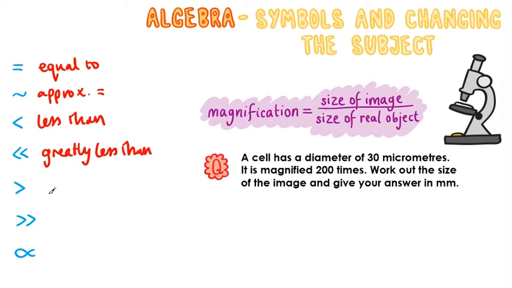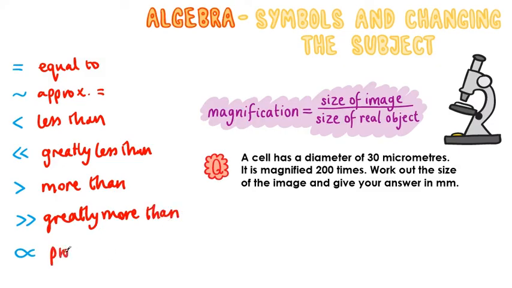When the arrow is flipped, it means more than. When we've got a double flipped arrow, it means it's greatly more than, so it's a lot bigger. And this one means it is proportional. We saw this when we looked at the inverse square rule, which is higher tier. Okay, so you just need to know what all of those mean. And now we'll look at changing the subject.